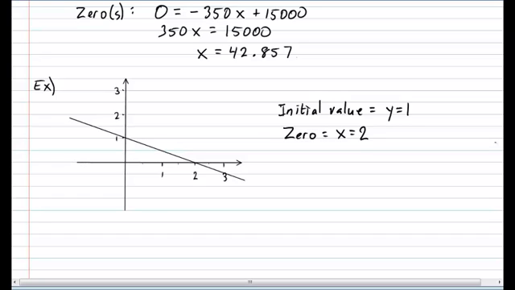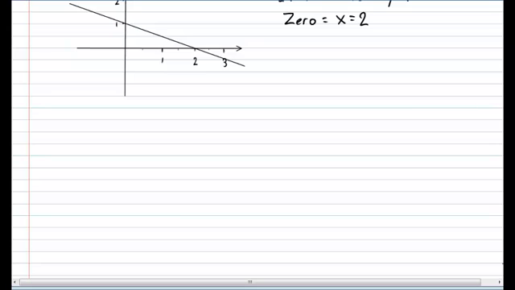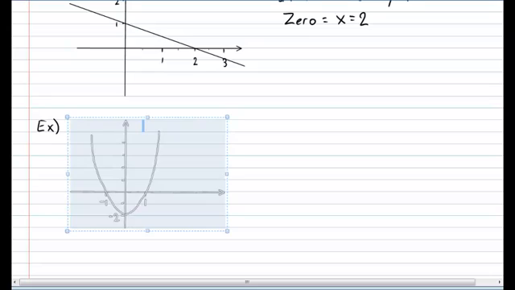Let's take a look at another type of graph which we'll be studying very, very soon. So I'd like you to put example. I would like you to pause the video and draw this particular graph. It's a parabola. So go ahead, pause, and draw it now.